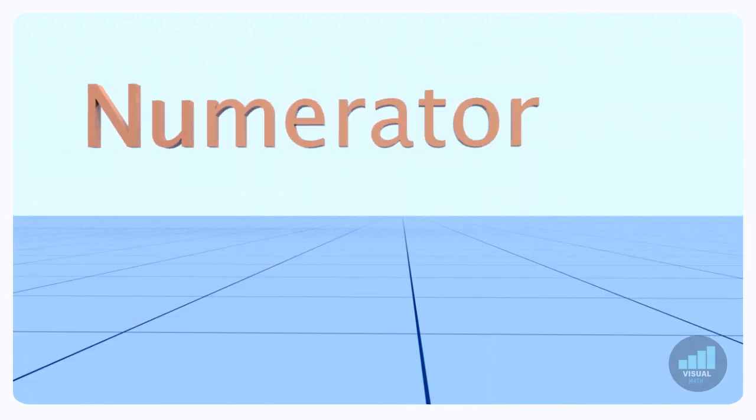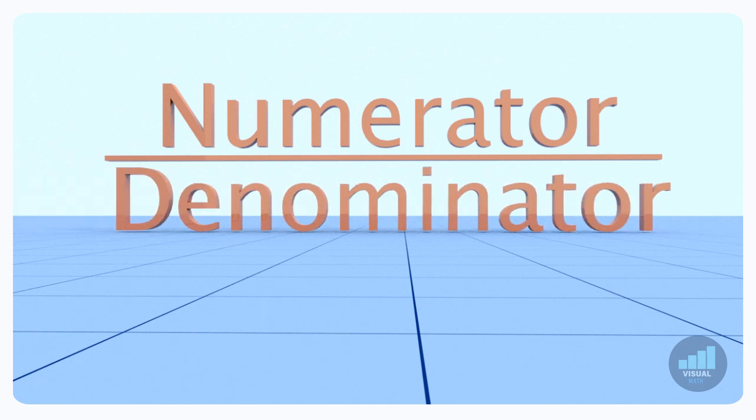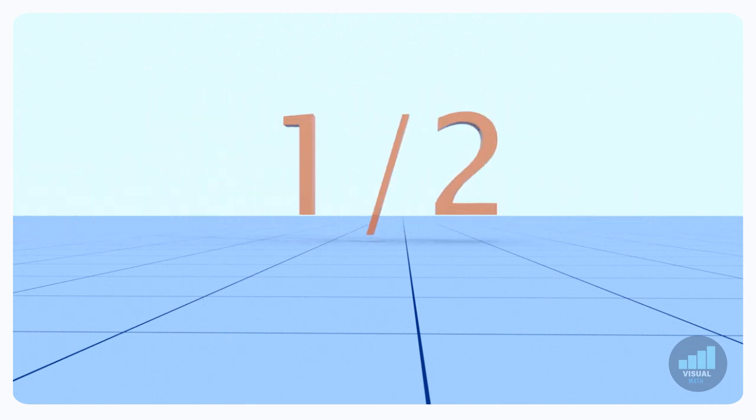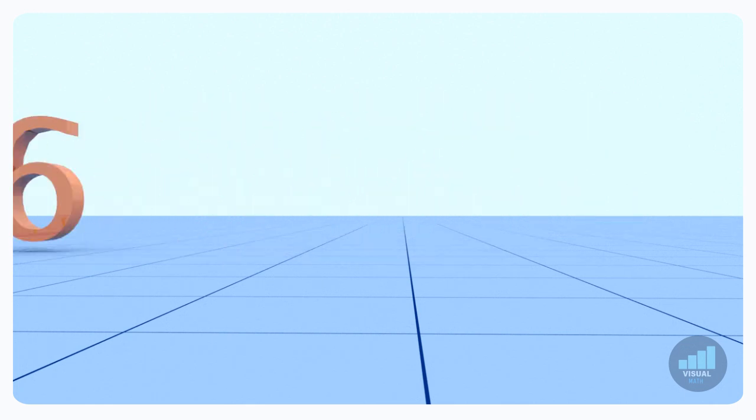Now let's talk about rational numbers. A rational number is any number that can be written as a fraction where both numbers are whole numbers and the denominator is not 0. For example, 1/2, 3/4, and -5/6 are all rational numbers.